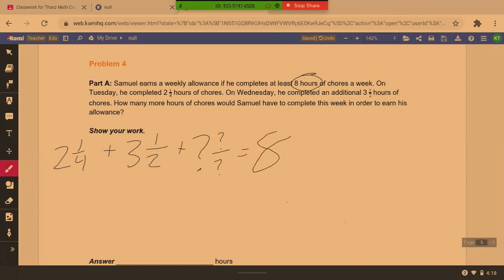So his goal is to get to 8. So 2 1/4 plus 3.5 plus what equals 8? So we are going to add 2 1/4 and 3.5 and subtract it from 8. So let's rewrite all of that. Let's move everything so we can get to work.